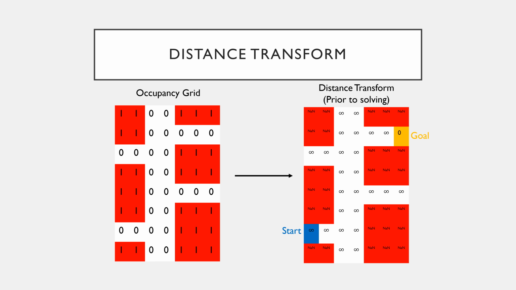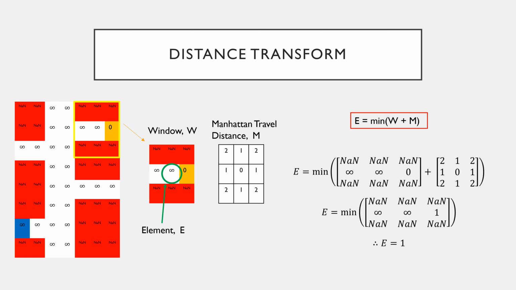From this occupancy grid, an unsolved distance transform can be defined, substituting zeros with infinity and ones with not a number, or NaN. Furthermore, the goal position can be set to 0. To begin computing this distance transform, we need to define a 3x3 window, W, of the closest infinity to the goal. Similarly, a matrix M needs to define the cost to move in each direction.